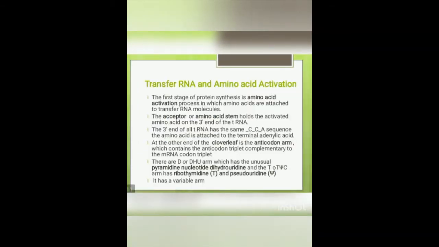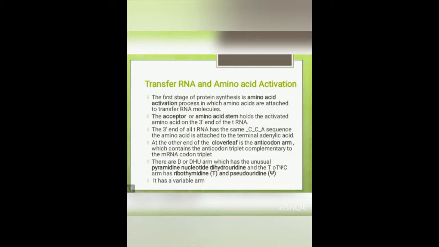Transfer RNA and amino acid activation. The first stage of protein synthesis is the amino acid activation process, in which amino acids are attached to the tRNA molecule. The acceptor or amino acid stem holds the activated amino acids at the 3' end of the tRNA. The 3' end of all tRNA has the same CCA sequence, and the amino acid is attached to the terminal adenylate. At the other end of the clover leaf is the anticodon arm, which contains the anticodon triplet complementary to the mRNA codon triplet.